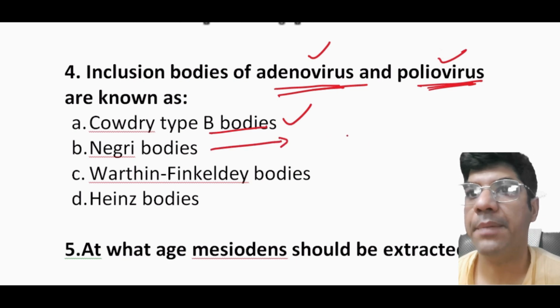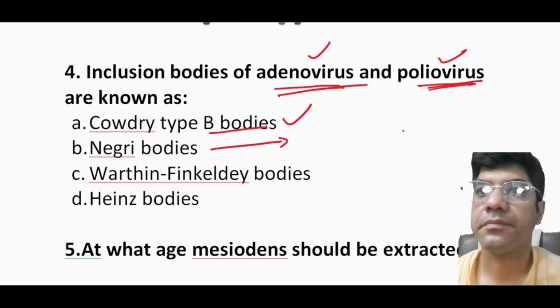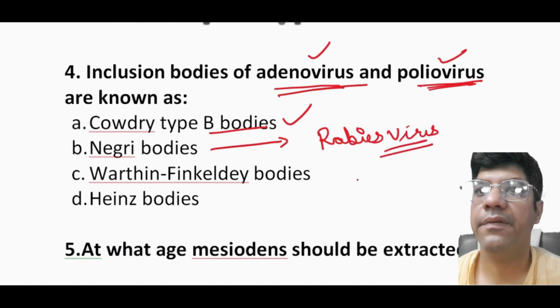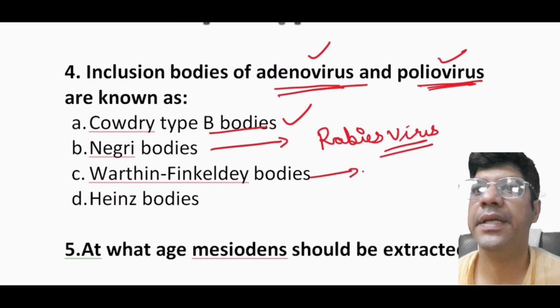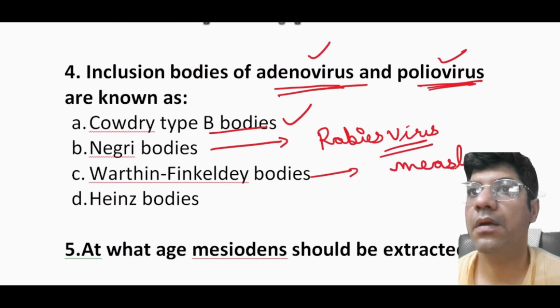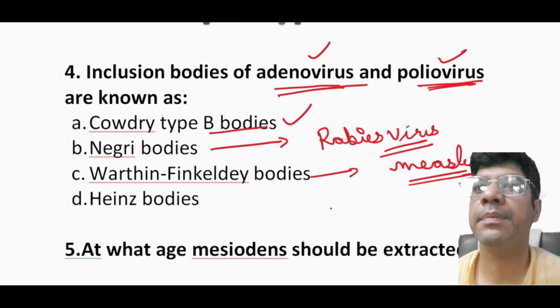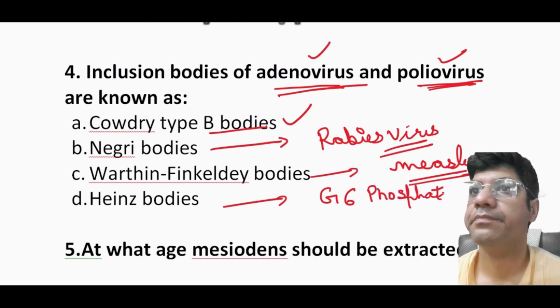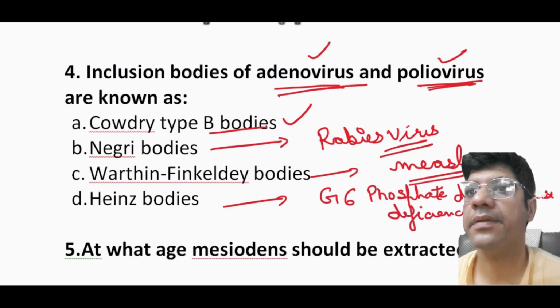The Negri bodies, remember, are inclusion bodies that are observed in neurons affected with the rabies virus. The Warthin-Finkeldey bodies are seen in measles. The Heinz bodies, remember, can be seen in glucose 6 phosphate dehydrogenase deficiency. That is what you have to remember for your entrance exam.